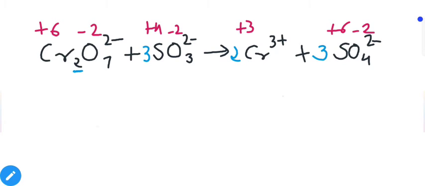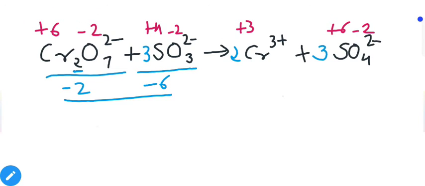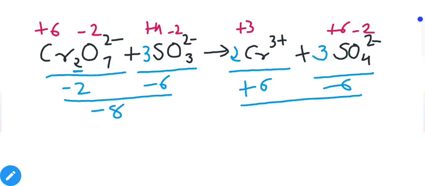So Cr2O7 is in -2 state, so minus 2 from Cr2O7 2 minus. Now we have a total of 3 SO3 2 minus. So 1 SO3 2 minus carries minus 2, then 3 will carry minus 6 charge. So the total charge on the reactant side is minus 8. On the product side we have 2 Cr3 plus, which gives us plus 6 charge, and 3 SO4 2 minus, which gives us minus 6 charge. So the total charge on the product side is 0. So as we can see, the charges are not equal.